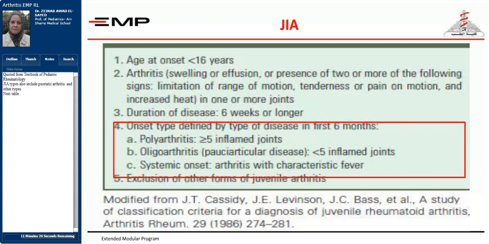Non-specific tests like high ESR and positive C-reactive protein are all supportive of the diagnosis, as is the presence of leukocytosis. The presence of a positive rheumatoid factor can help make the diagnosis, but if it is negative it does not exclude juvenile idiopathic arthritis, because it's positive only in a minority of the patients.